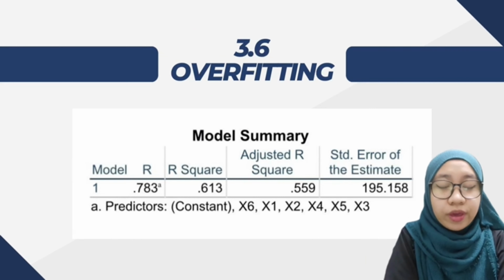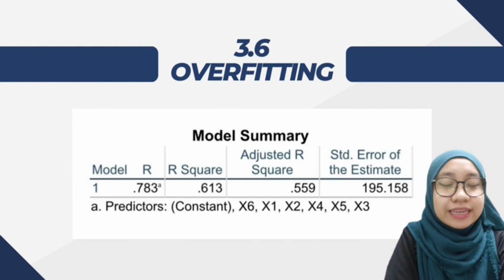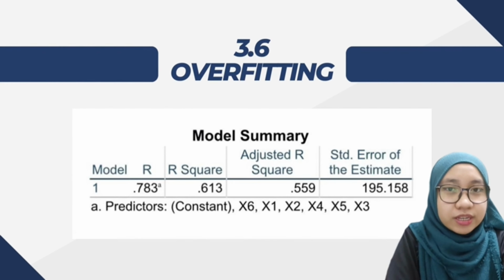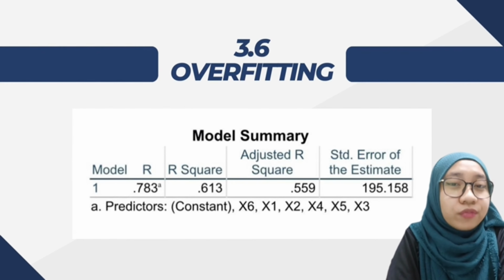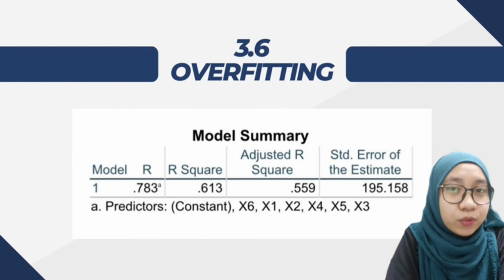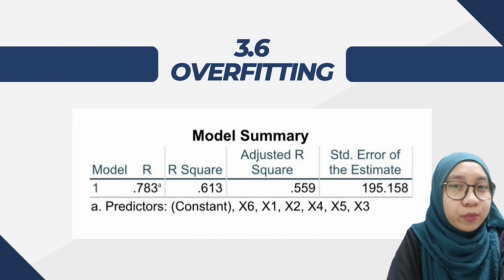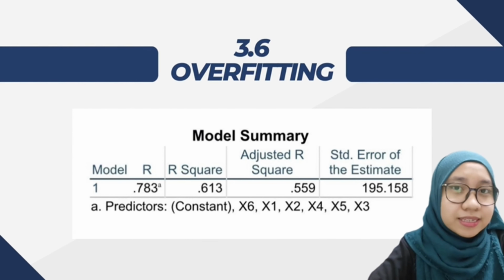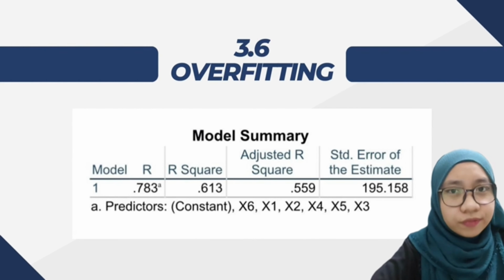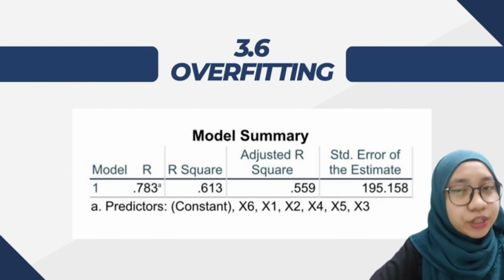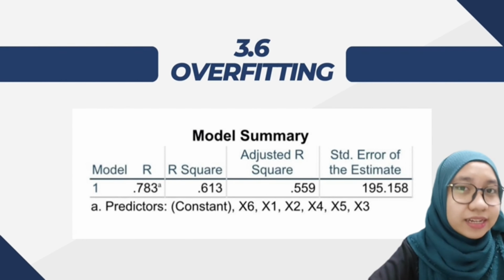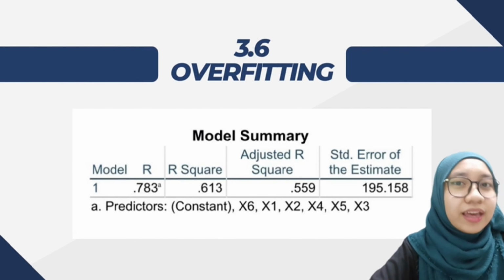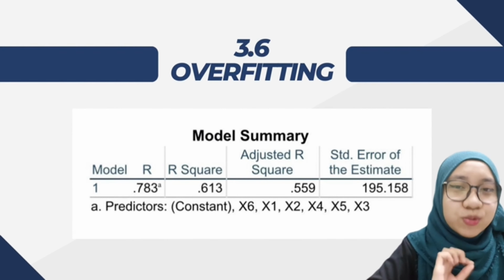Since the r squared for all independent variables is 0.613, which is smaller than the standard error of the estimate, which is equal to 194.17, that means the data has not been overfitted, because overfitting occurs when a statistical model fits exactly against its training data.